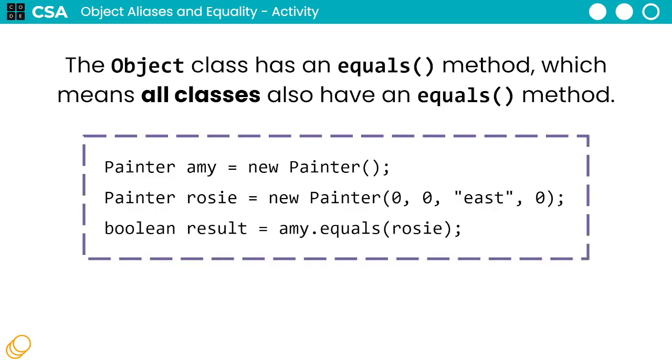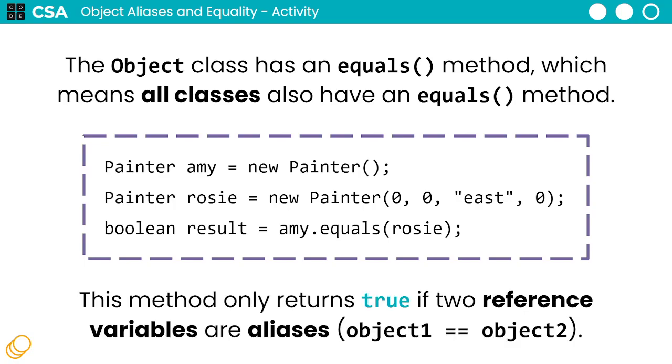So the object class has an equals method, which means all classes also have an equals method. We talked about this with the toString. There's this equals method that exists, and we can modify this method to make it do more specific testing.